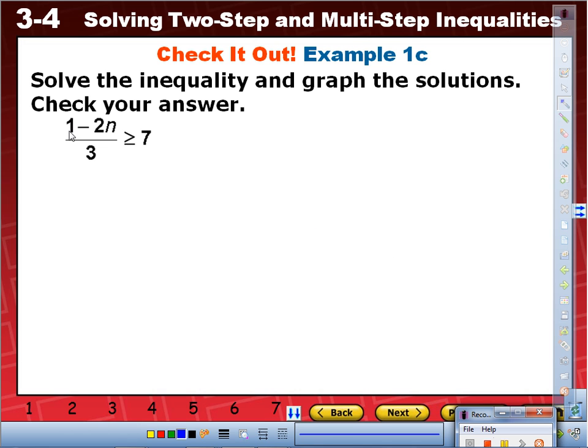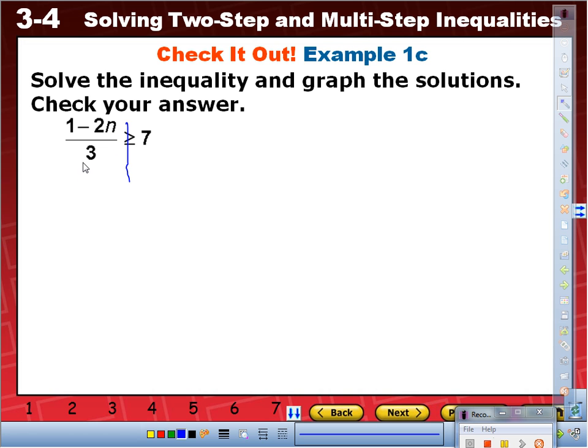Okay, copy this one: 1 minus 2n over 3 greater than or equal to 7. You should be able to do this one by yourself since it's similar to the one we just did, right? Okay, copy that. Solve and graph. Go. All right. So, first things first. Who did this? Everybody look up. Yay. Very good.